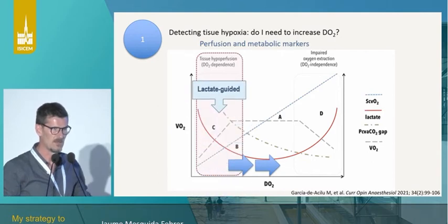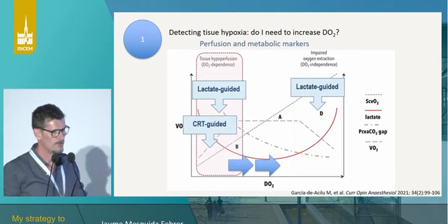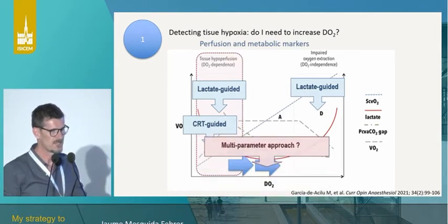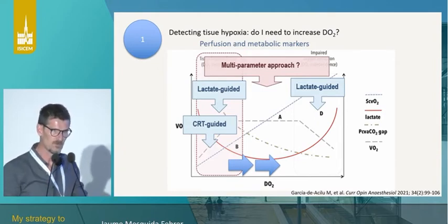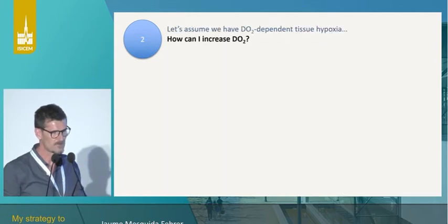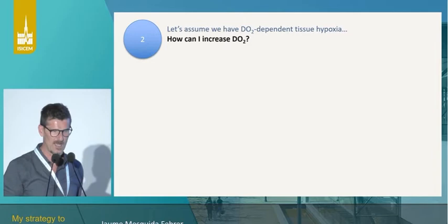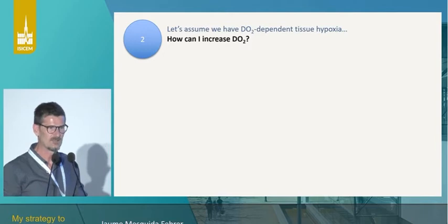That would be the lactate-guided approach, for example, but if you use lactate, we will also have patients that already have a really high oxygen transport, where oxygen transport is not the problem anymore. We can use a capillary refill time strategy, but probably, and I hope that's the last talk about the endpoints, we need to perform a multi-parameter approach to detect tissue hypoxia. I will not go much more into that. Let's just assume we have tissue hypoxia, whatever that means with the markers we use. So how can I increase oxygen delivery?